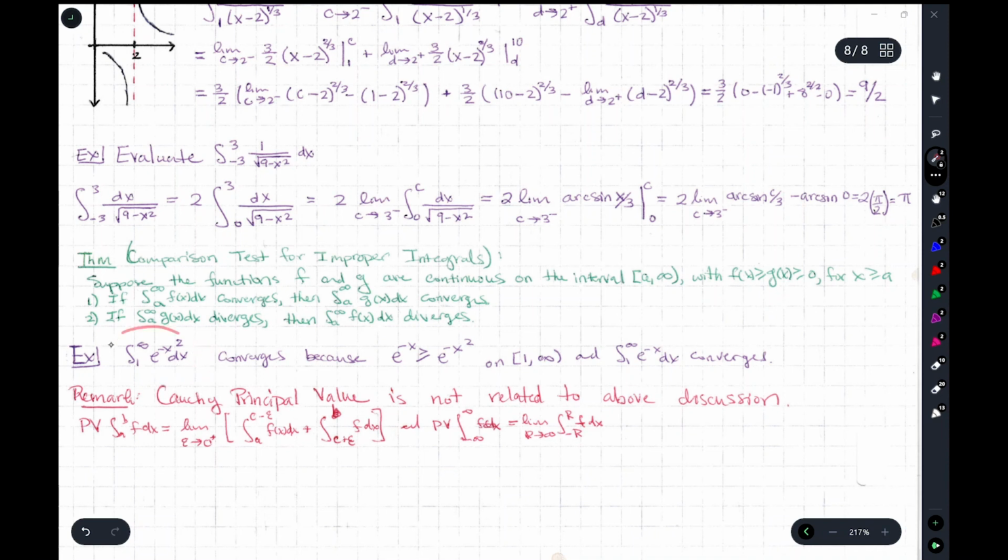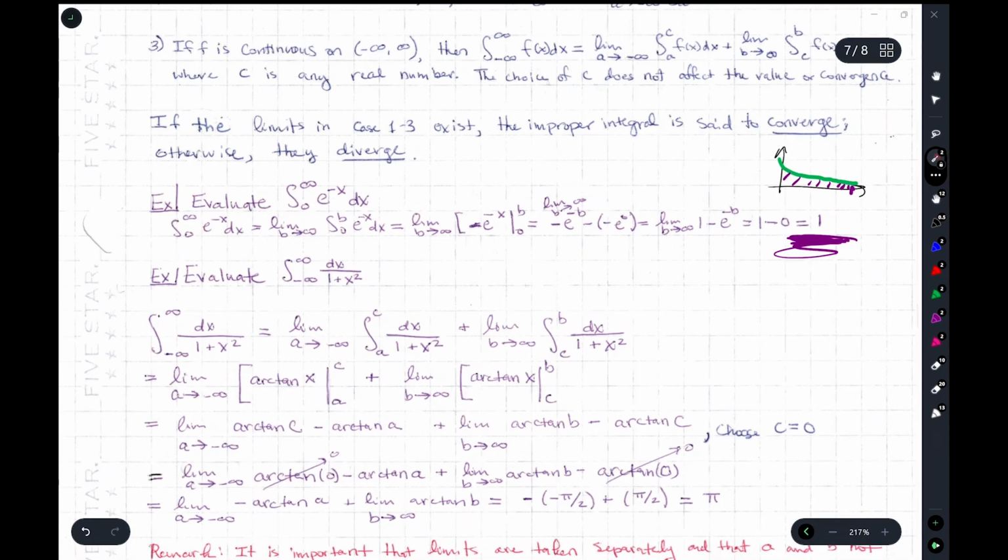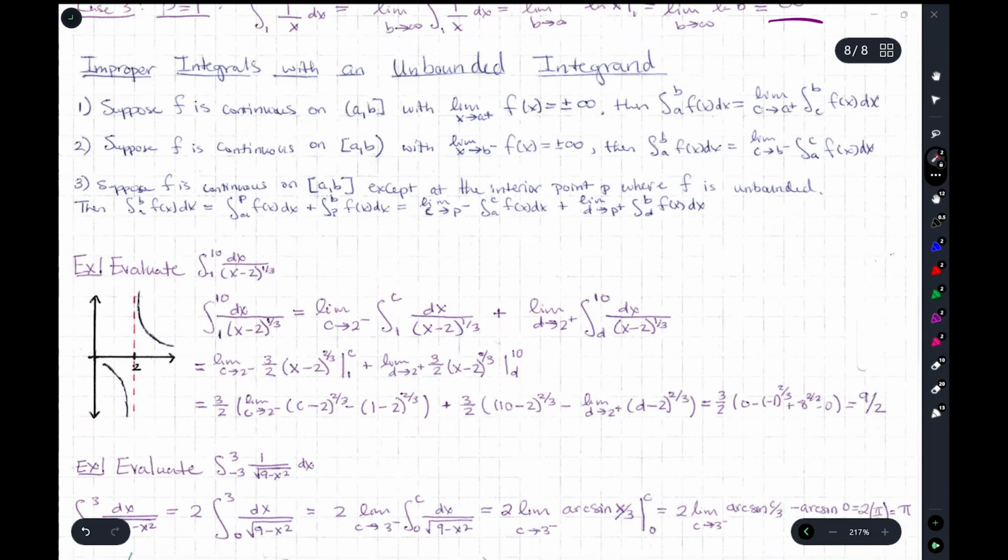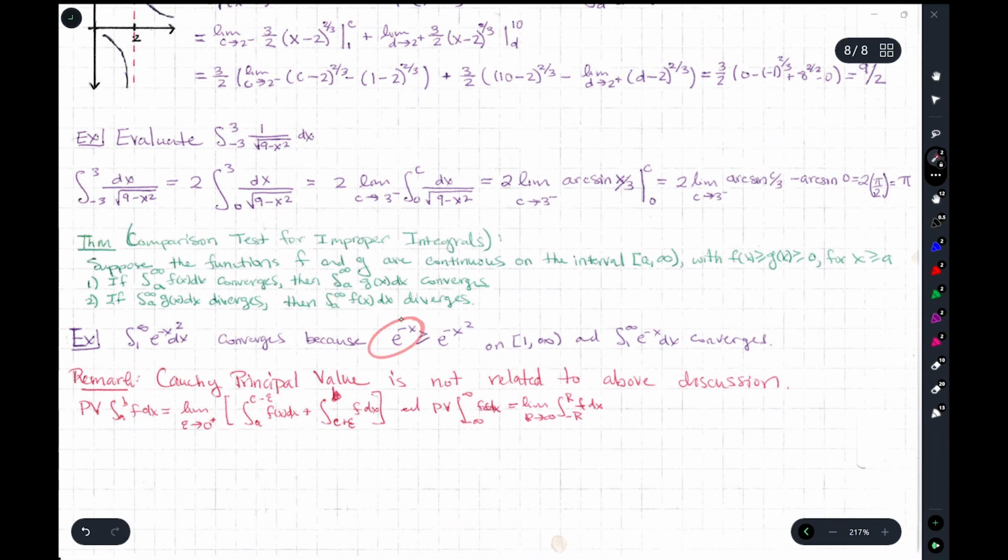And so we could use the comparison test to look at this integral here. You get e to the minus x squared. But from 1 to infinity, e to the minus x is actually greater than e to the minus x squared. So without actually evaluating the integral, I mean, we did e to the minus x up here, and we found that it was 1. And so, if that's greater and convergent, well, this is also going to be convergent. So we could at least say that it's convergent.